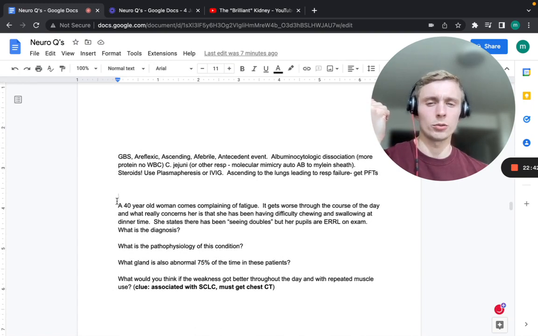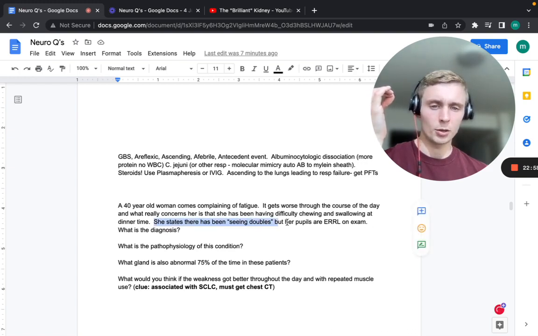Next one is a 40-year-old woman who comes in complaining of fatigue. It gets worse throughout the course of the day, and what really concerns her is that she's been having difficulty chewing and swallowing at dinner time, not in the morning though. She states there has been a seeing of doubles, but her pupils are equal, round, and reactive to light on exam. What is her diagnosis?